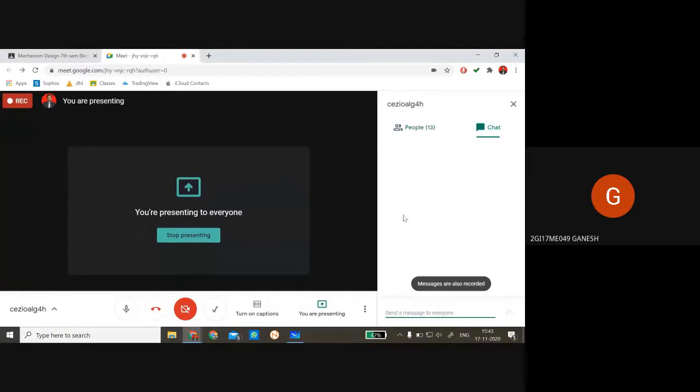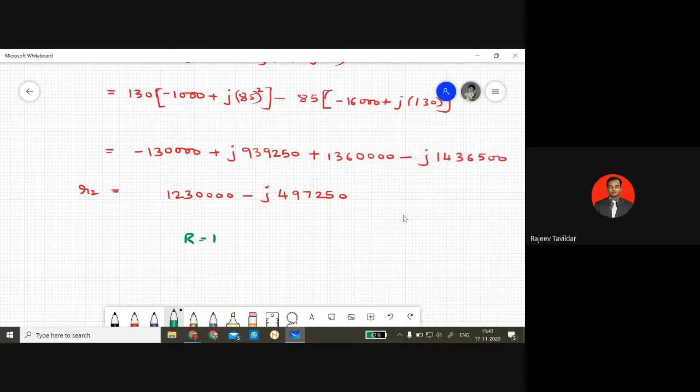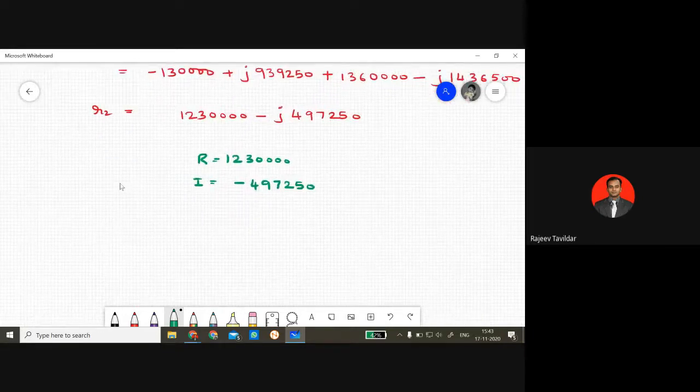Yes, sir. So here I'll just write down what is this real part or real value here. It is this. Imaginary is nothing but the coefficient of j, which is minus 497250. Okay, so this is the real term and this is the imaginary term.